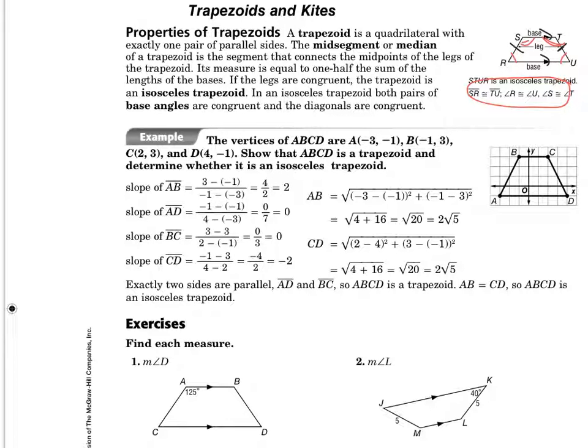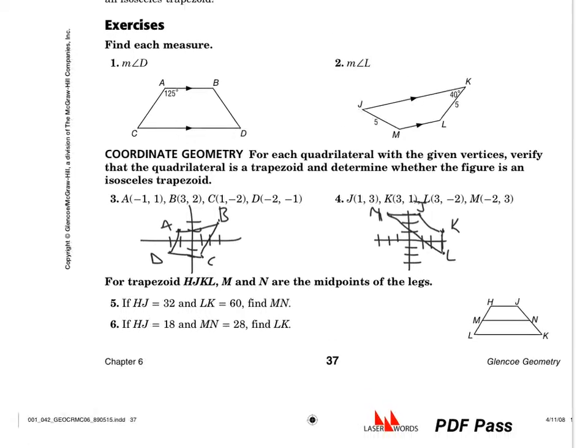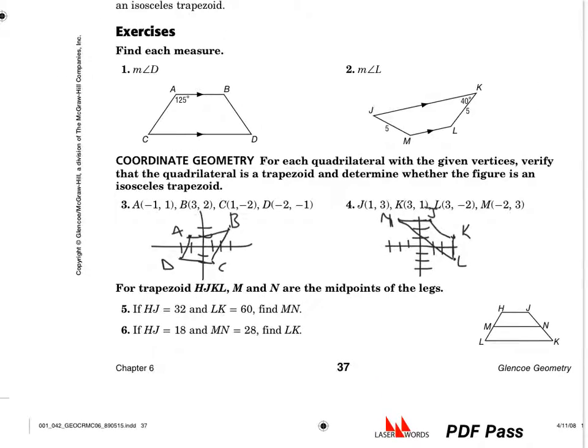So if I drew SU and RT, those would be congruent as well if it was an isosceles trapezoid, not if it's just a regular trapezoid. Okay, so a couple of examples right off the bat.